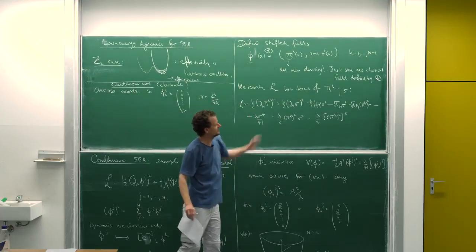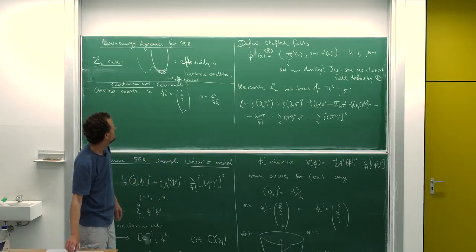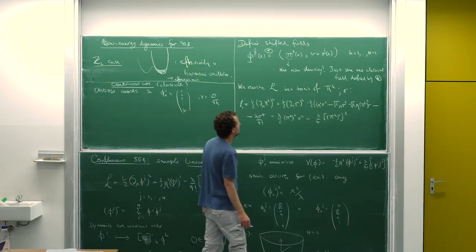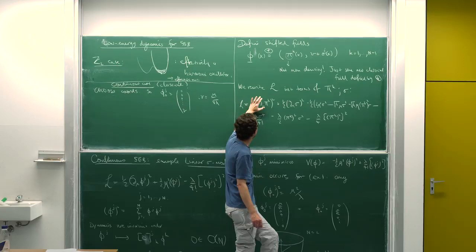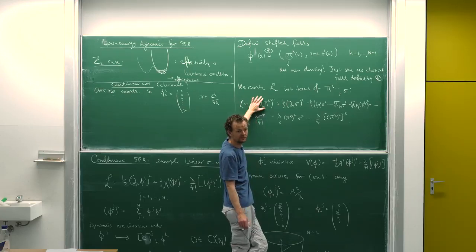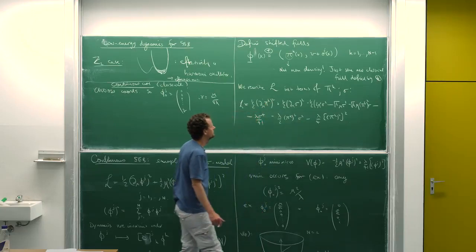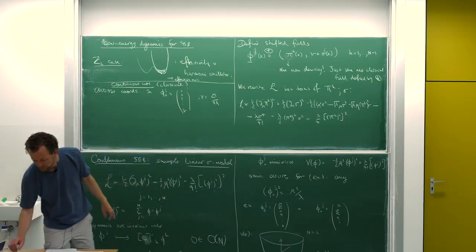Now, if you stare at this Lagrange density long enough, you will conclude that it's a Lagrange density for n-1 massless fields. There's no mass term for these pi's anywhere to be seen. And a massive sigma field.